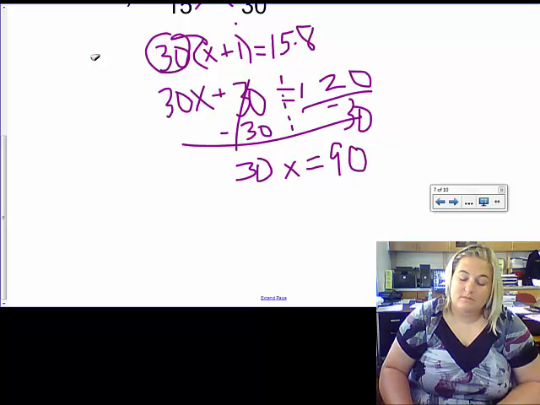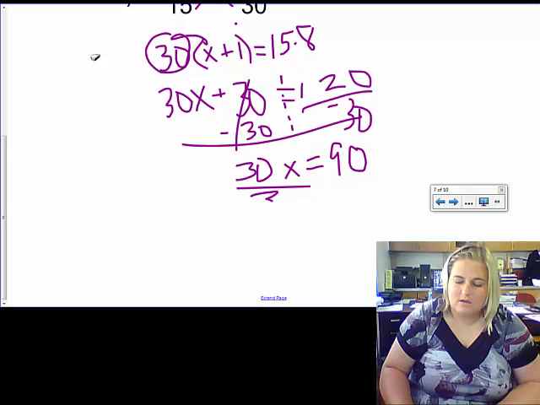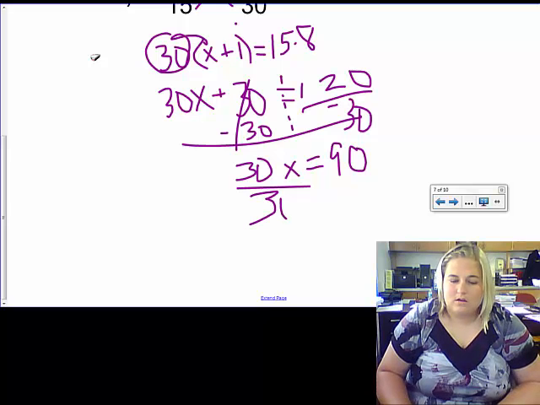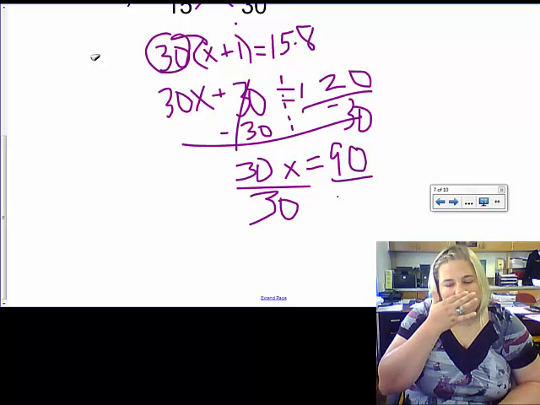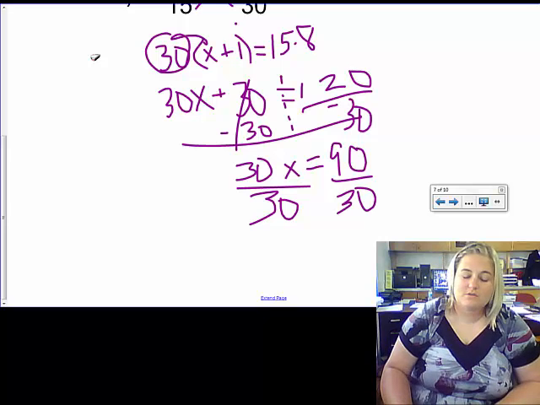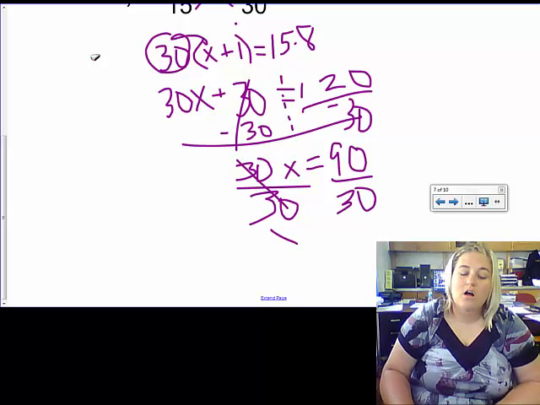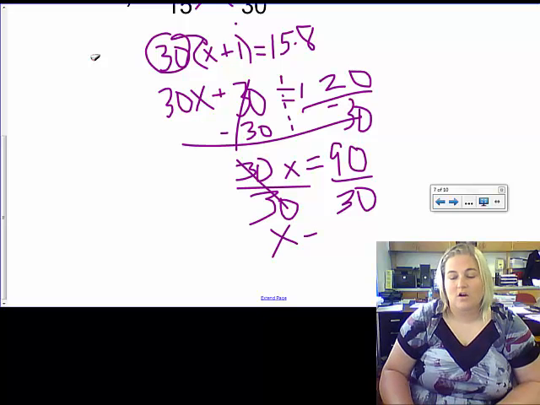And to get X by itself, again, I must remove that 30, and to do that I'm going to have to divide because it's originally being multiplied. I must do the opposite. So I end up with X equals 3.